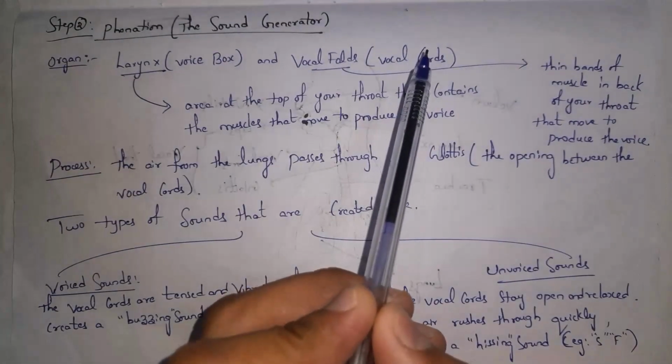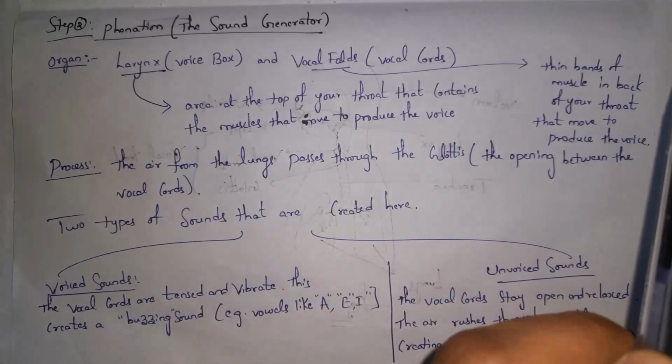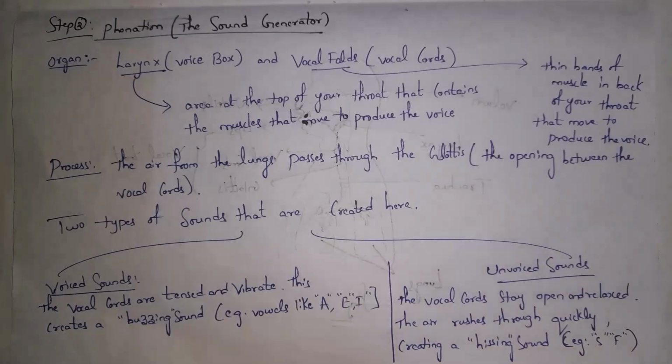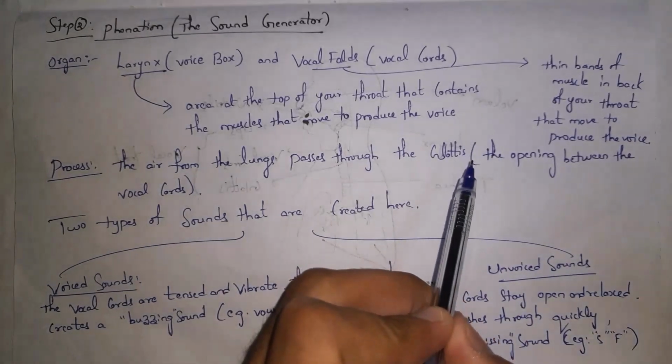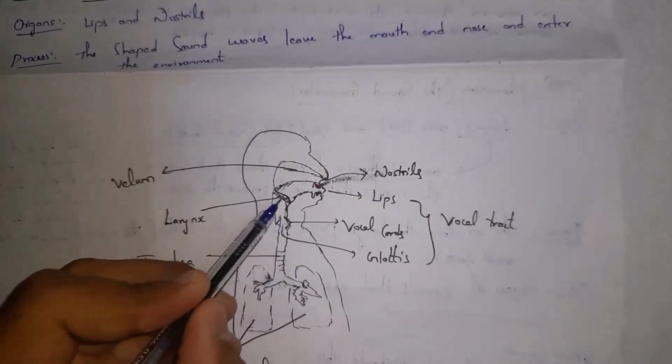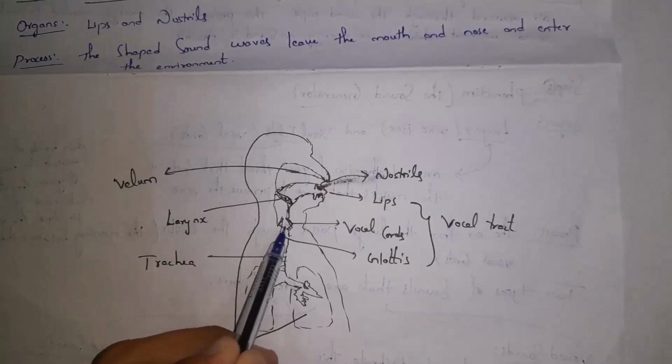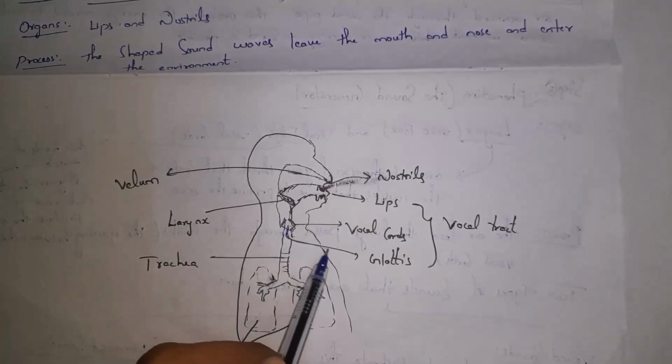Guys, vocal cords are thin bands of muscle that are present back of your throat and they will move in order to produce voice. At first, from lungs, air is passed through glottis. Glottis is nothing but it is opening between vocal cords. Guys, this is larynx and these are vocal cords. In between these vocal cords, there is opening. We call this opening as glottis.